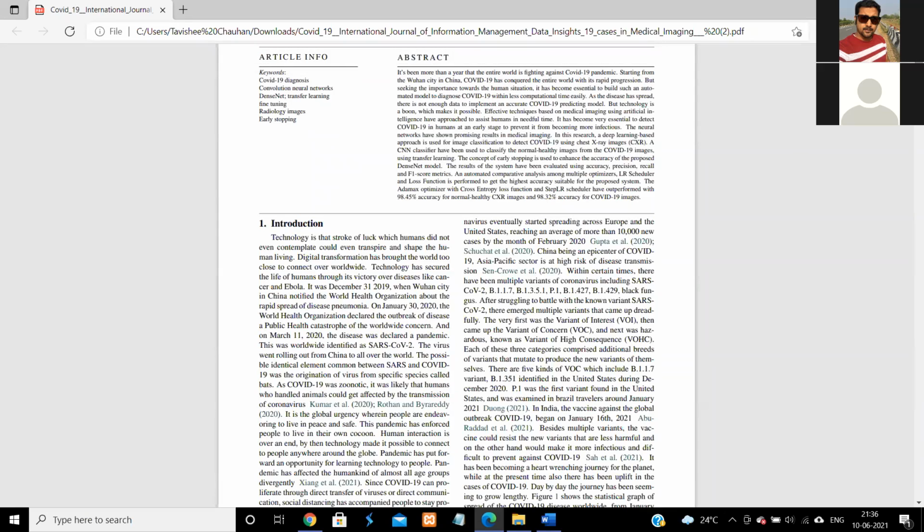It goes with abstract, then introduction, then materials and methods, what we have used. Then we go with experimental results. Then our evaluation, what part we have evaluated. Then we'll go with discussion, conclusion, and at last we have references.